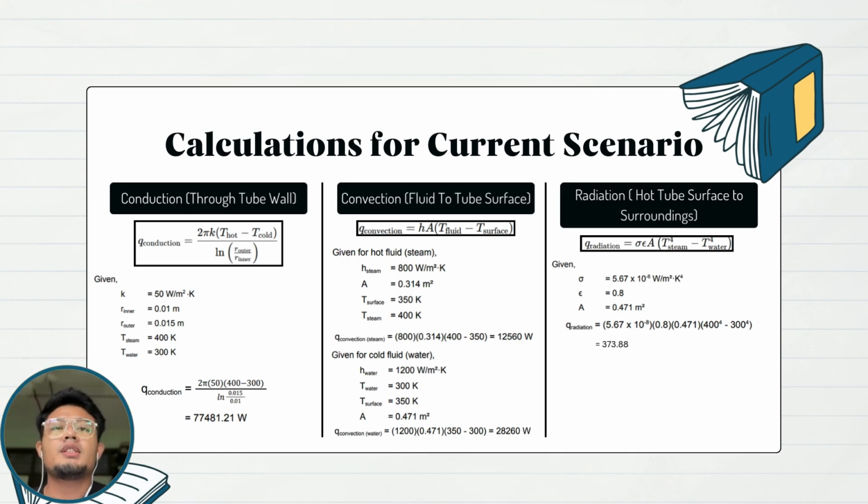The formula is there. The Q radiation equals sigma times emissivity times area times (T steam to the power 4 minus T water to the power 4). The sigma given is 5.67 times 10 to the power of negative 8, and the emissivity is 0.8, and the area is 0.471. The final answer for the Q radiation is 373.88.